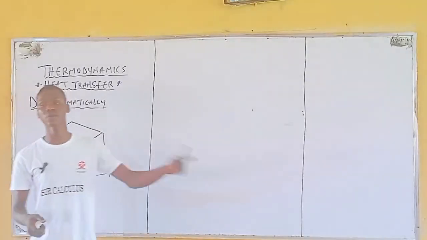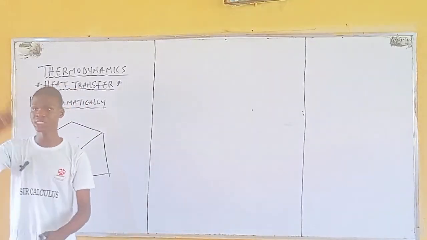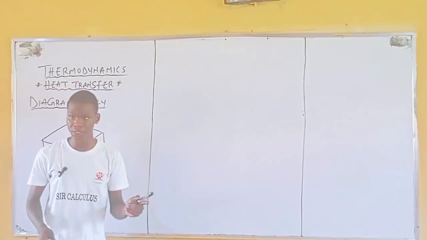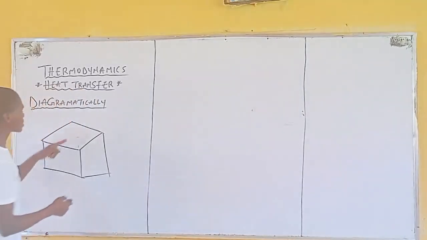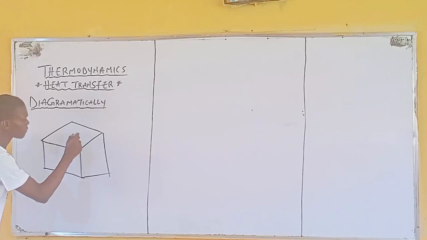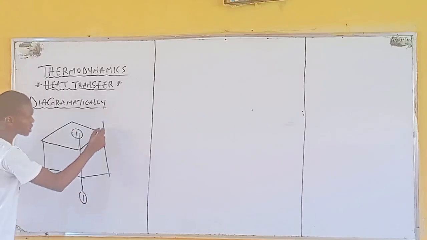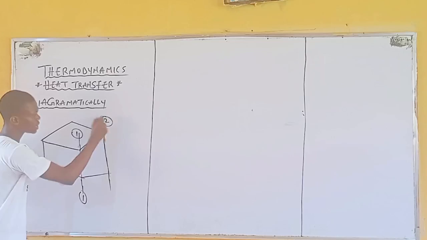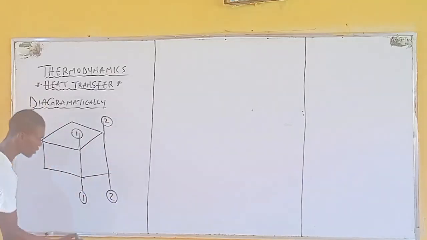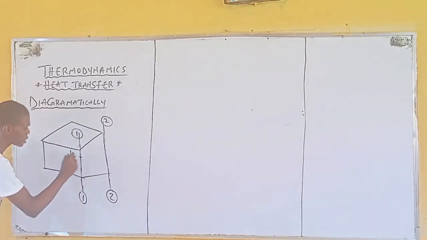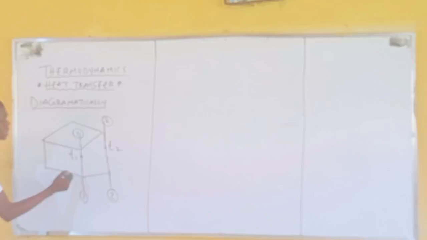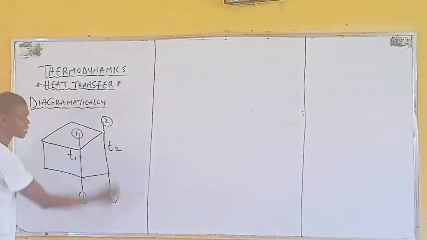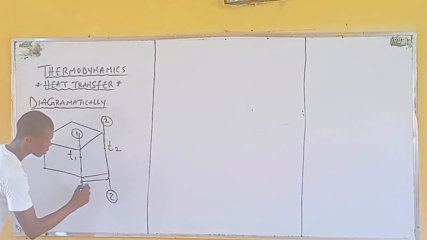Meaning before it can be transferred, we are referencing the first region and the second region by virtue of what? Temperature difference. The first region has its temperature, and the second region also has its temperature. Consider this diagram: this is your first region, and consider this as your second region. This first region has its own temperature, say T1. This second region also has its own temperature, T2, right? The distance between this first region and this second region is X meter.